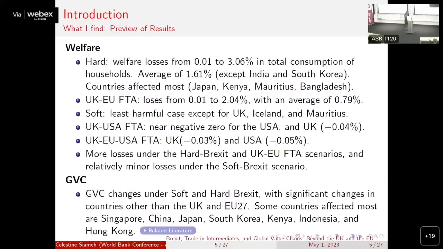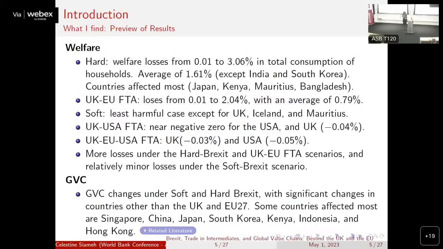So this is a preview of the results I came up with. For the results, I will briefly talk about the hard Brexit, the current Brexit, and the soft Brexit. For the welfare losses, I measured welfare in terms of consumption equivalence, that's the consumption of the households. And I found welfare losses ranging from 0.01% to 3.06% for the hard Brexit. And the average loss was about 1.61%.